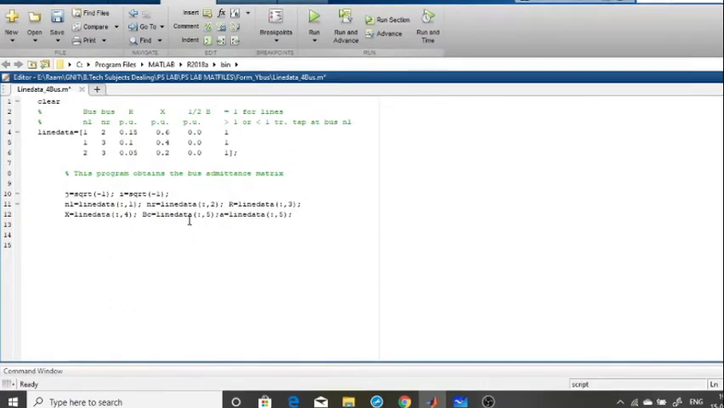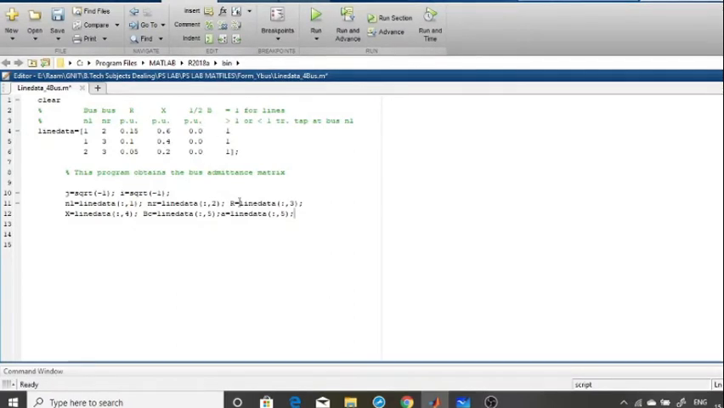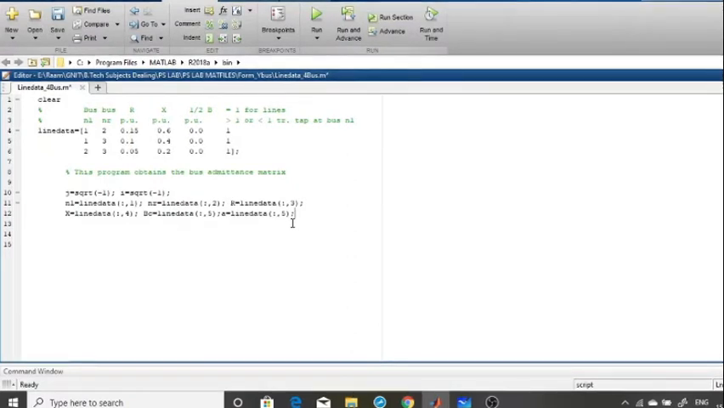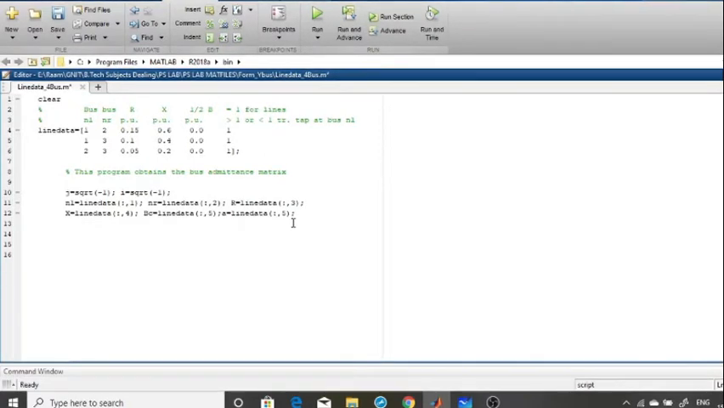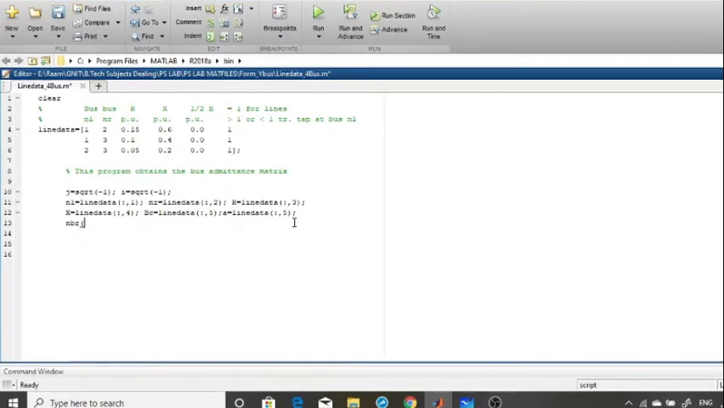So these are the 6 inputs we are going to give from the line data. NL indicates the first column, NR indicates the second column, the third column indicates the resistance, the fourth column indicates the reactance, the fifth column indicates the susceptance, and the sixth column indicates the transmission line transformer ratio. After that, we need to mention the length of the transmission line. Length of a transmission line means how many transmission lines are there. That means NBR indicates how many transmission lines are available.